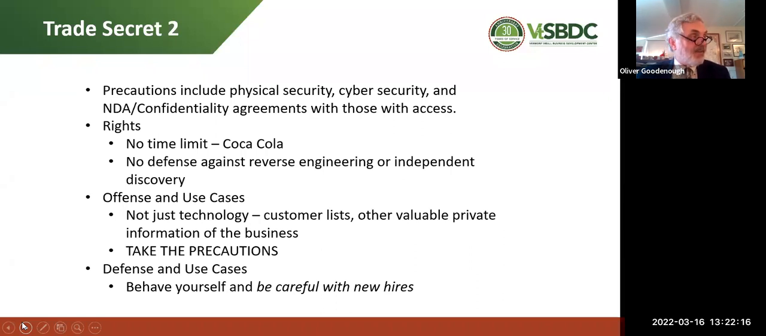A secretary in the headquarters did some decades ago do exactly that. Tried to sell it to Pepsi. Pepsi basically narked them out, ratted them out and told Coca-Cola, and the poor person was fired and went to jail and all that. There we go. Offense and use cases.